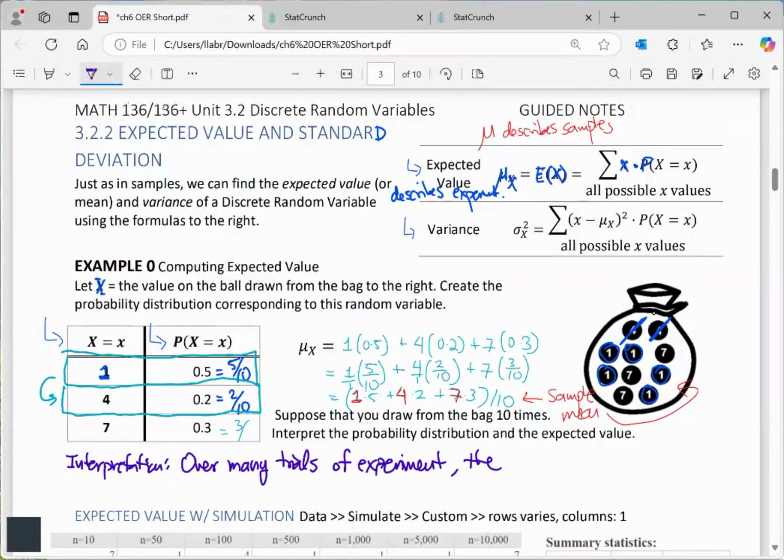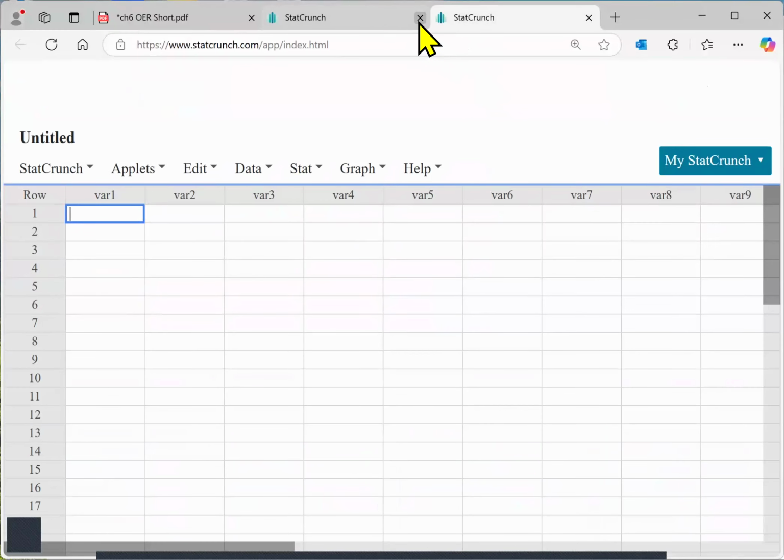All right, let's go ahead and see what we mean by this. So this is part of the interpretation here. I'm going to go ahead and use StatCrunch to simulate this, just to give this meaning, again, because we're saying over many trials here. And what we're going to do is we're going to simulate. So type this little table into StatCrunch. So if we do that, we see that here we have our outcomes, which are 1, 4, and 7, with probabilities 0.5, 0.2, and then 0.3.